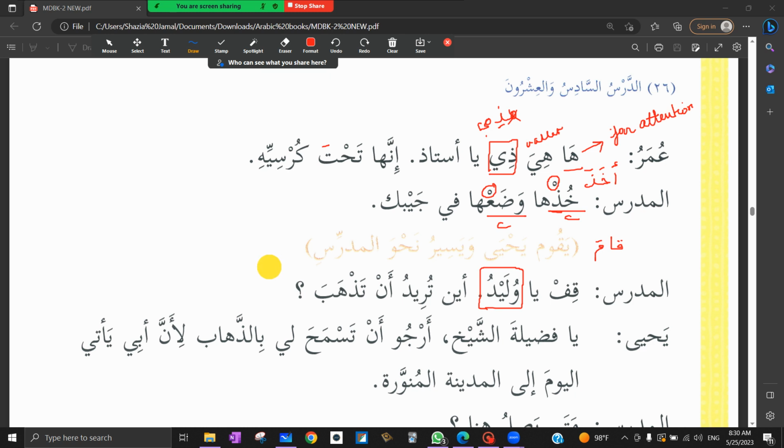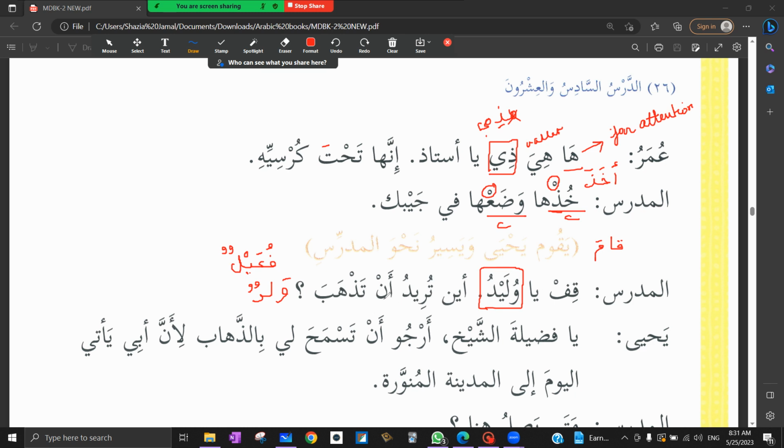Fu'ailun. This is the scale in which you make the ism musaghar. For walad, you make it into wulaidun. Walad into wulaidun. Jabal into jubaidun. So this is how you make ism musaghar. We will learn it in the exercise, inshallah.